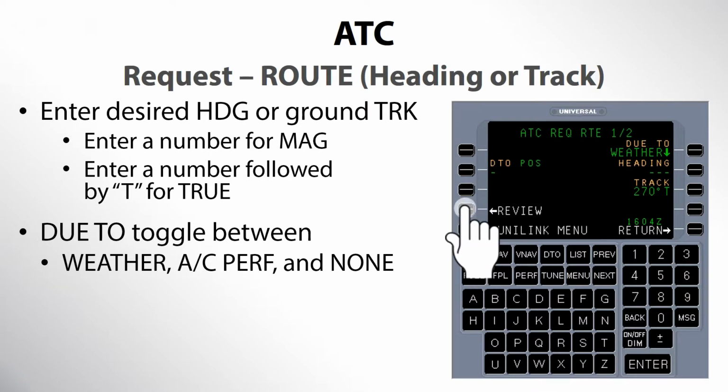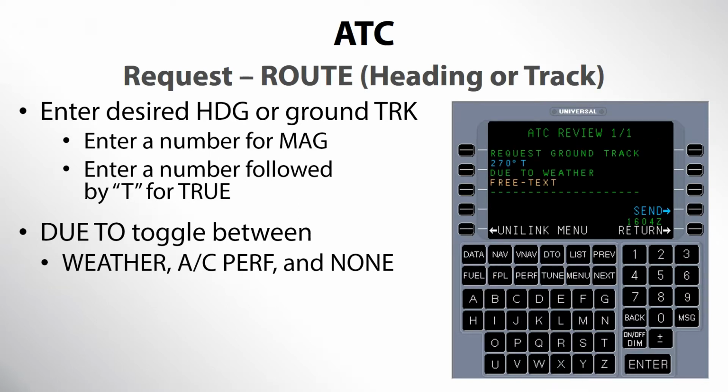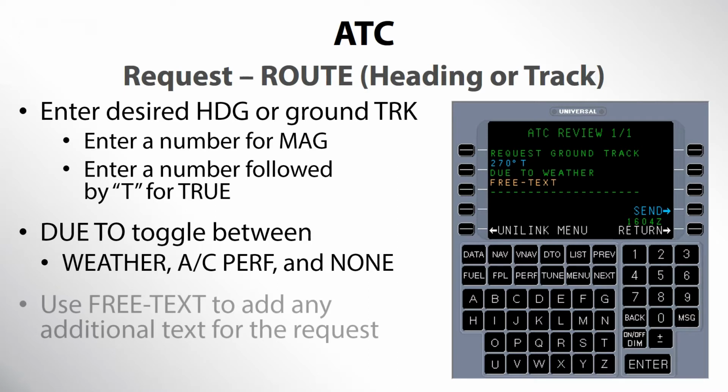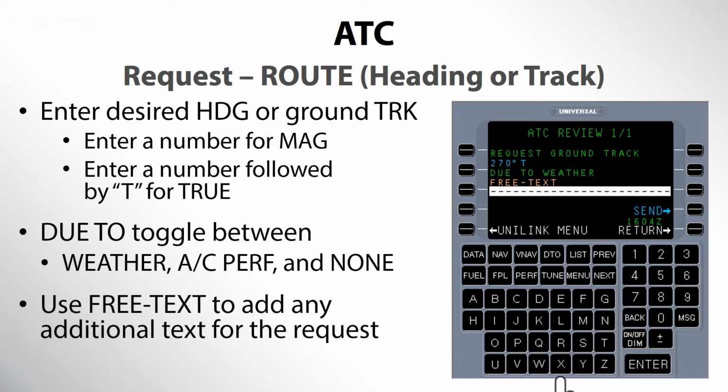Review your entries. If no data was entered in the heading or track fields, the pop-up window Data Required will display. If needed, press Free Text to enter additional information. This field is optional. Press Send to put the request into queue for transmission.